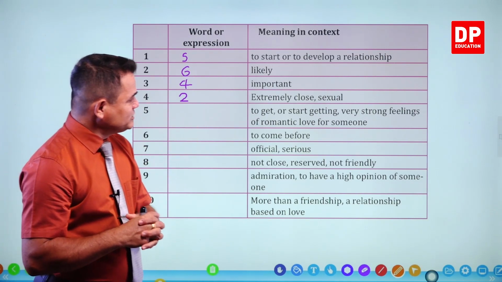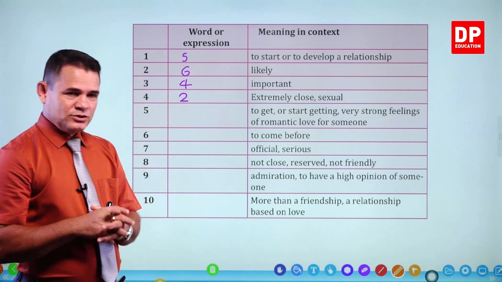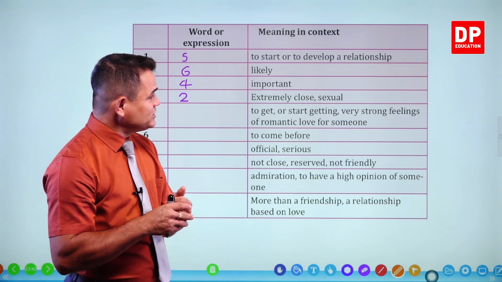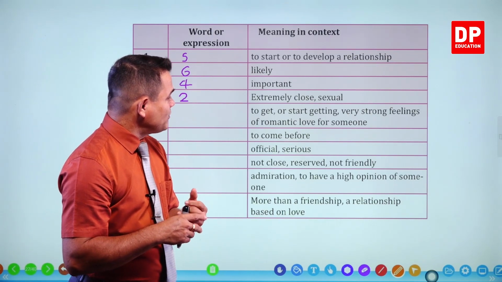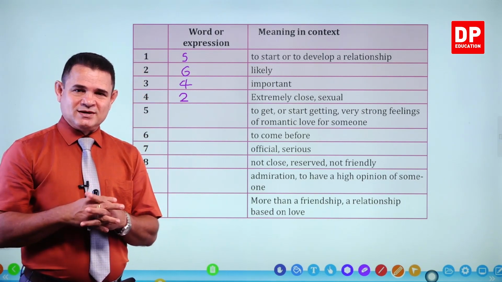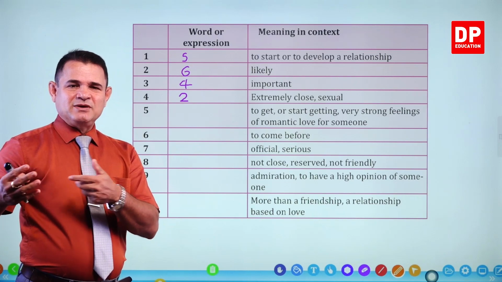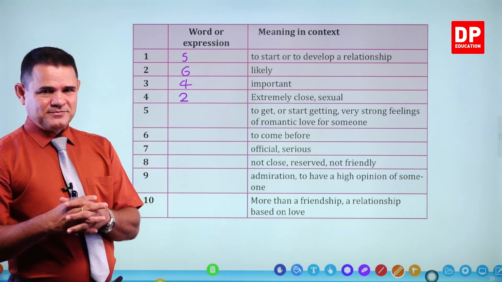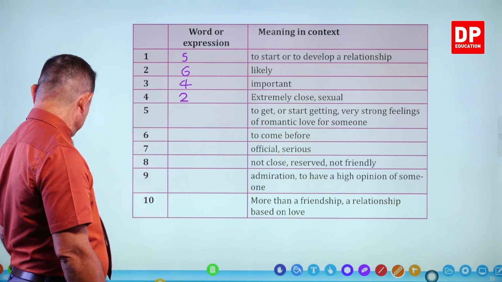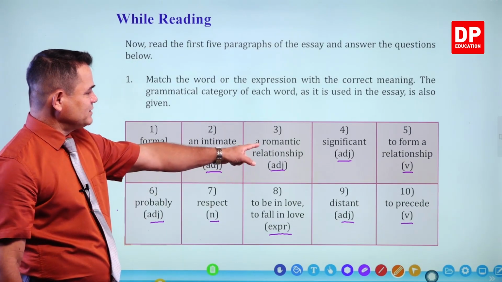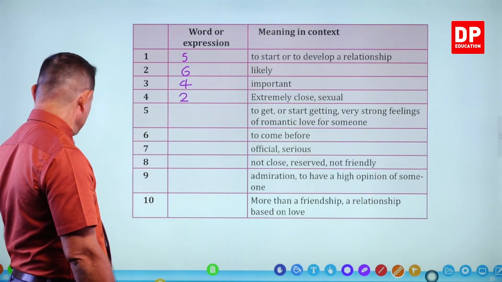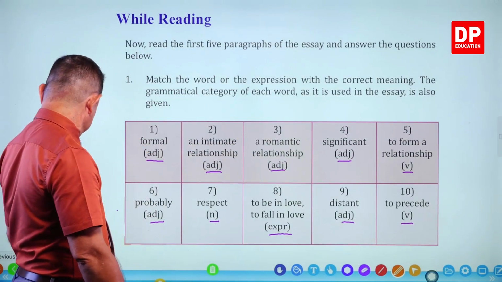And to get or start getting, to get ලබා ගන්න or to start getting ලබා ගැනීමට පටන් ගන්න or very strong feelings of romantic love for someone. Romantic love for someone කෙනෙක් ගැන තියෙන ගොඩාක් සමීප ඇසුරක් ලබා ගන්න ආදරයක් ඇති වෙන සුවදත්වයක් ඇති වෙන ඒ වගේ තේරුමක් එන වචනේ. Right, with the same word you can say romantic relationship. That is number 3.